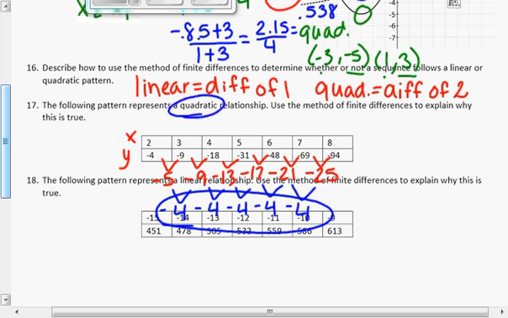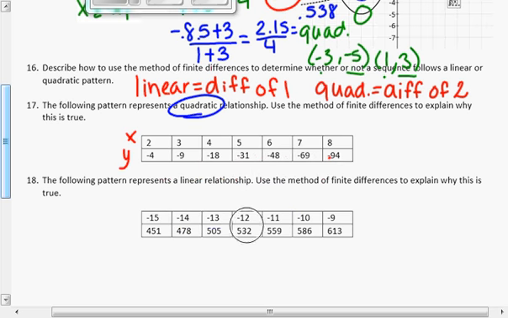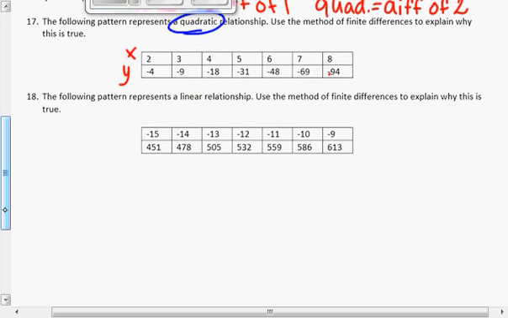For our linear, you do the same thing, but it should stop at the first difference. So we do 451 and 478, and the difference between those is 27, increasing, so it's going to be positive. 505 and 478 gives us 27. 532 and 505 is 27. 559 and 532 is 27. 586 and 559 is 27. And 613 and 586 is 27.